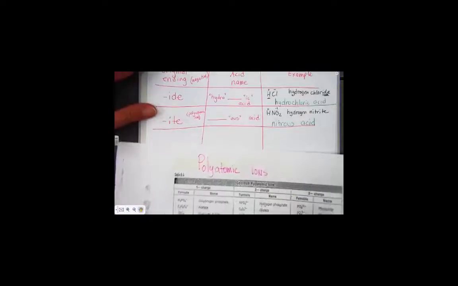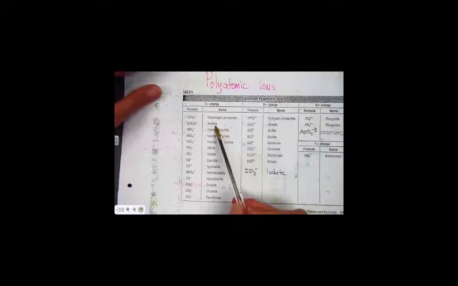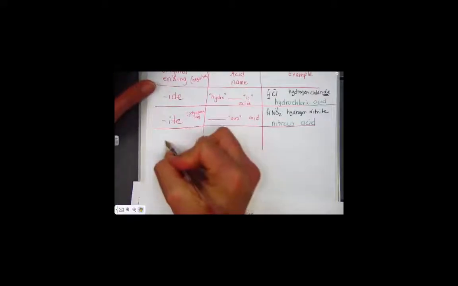There's one more ending we hear on polyatomic ions quite often. It's the ATE. Acetate, nitrate, permanganate, chlorate, sulfate, phosphate. Hear the ATEs? Sometimes the endings of negative ions end in ATE.